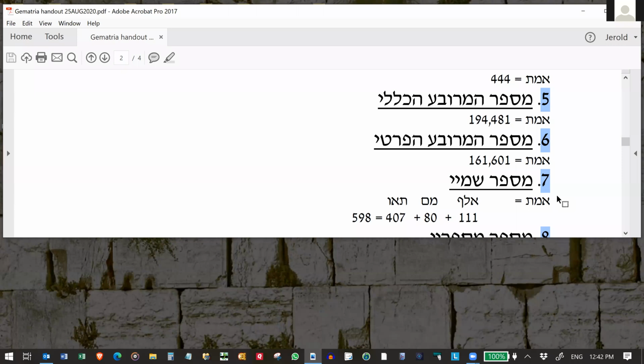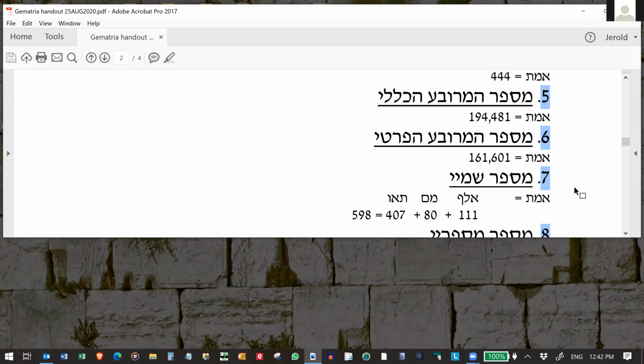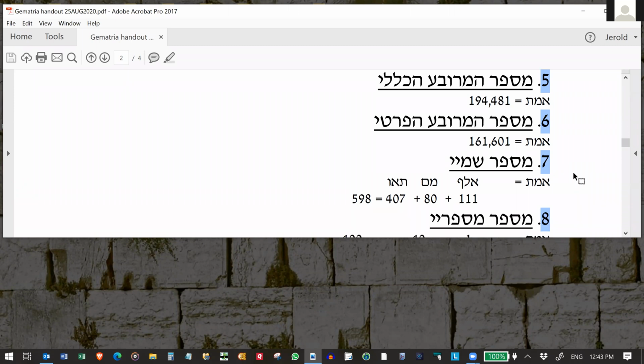And now we complicate one more step. The names of the letters. Okay. We complicate one more step: Mispar Mispari, the number's value. And it's easier to see how this works than to explain it.